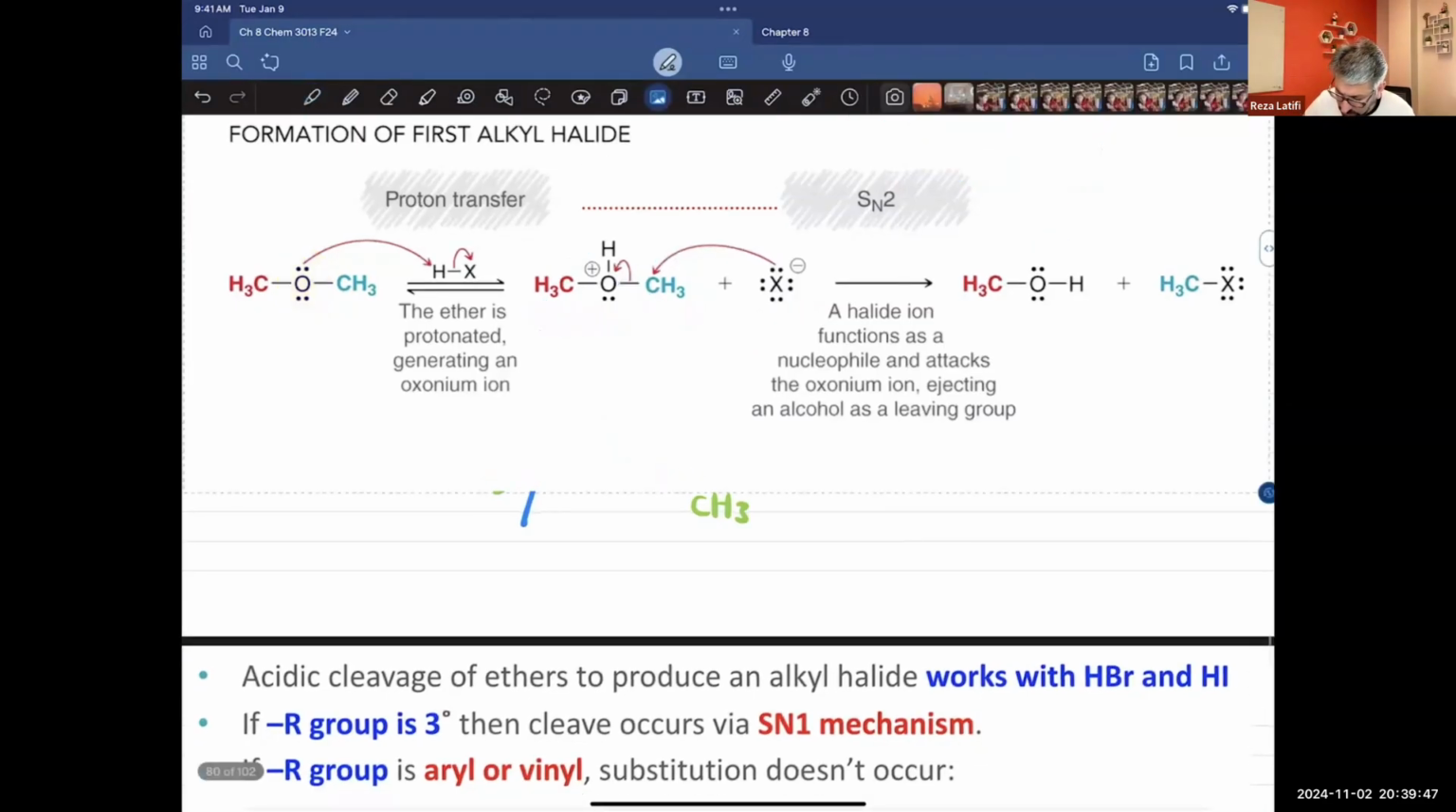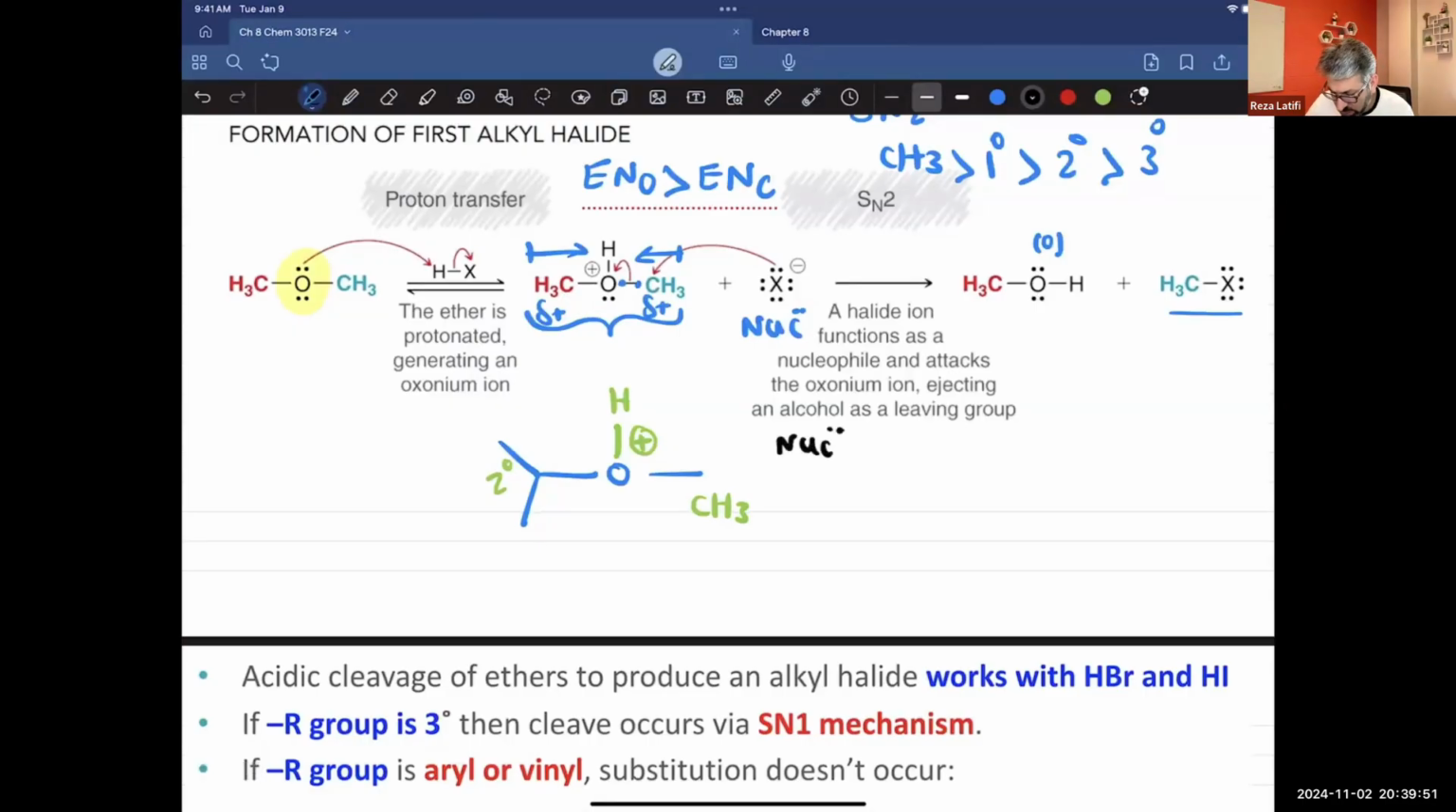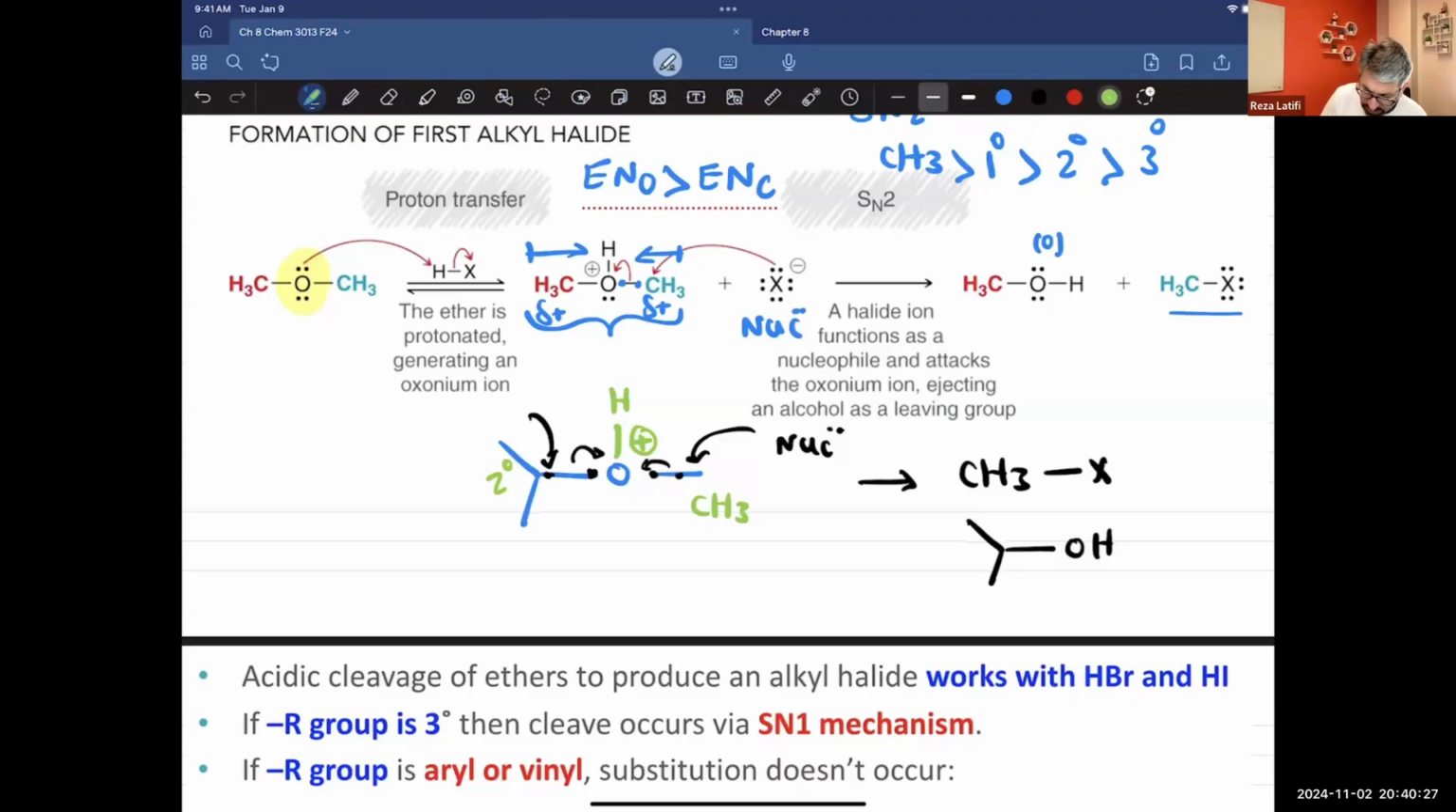The nucleophile can attack this carbon, and then oxygen will take those two electrons and leave the system, or it can attack this carbon, and then those two electrons will be given to oxygen and we'll get methanol. If we attack carbon number 1, the one on the right side, we will get CH3 and then X, the halide, and also this alcohol, the isopropyl alcohol. Or if we attack the secondary carbon, in that case we will get the halide attached to the isopropyl, plus we get methanol, CH3OH.